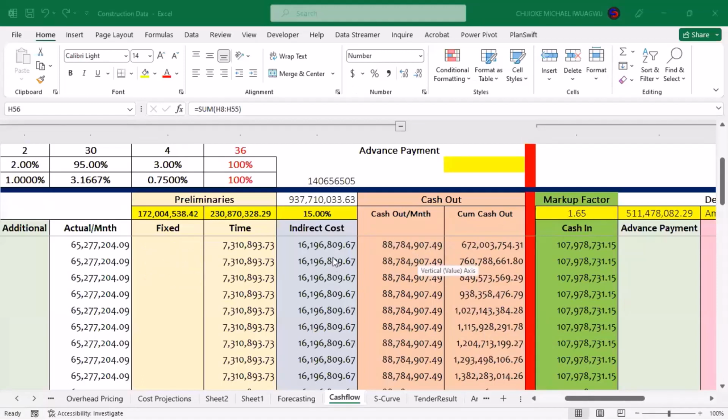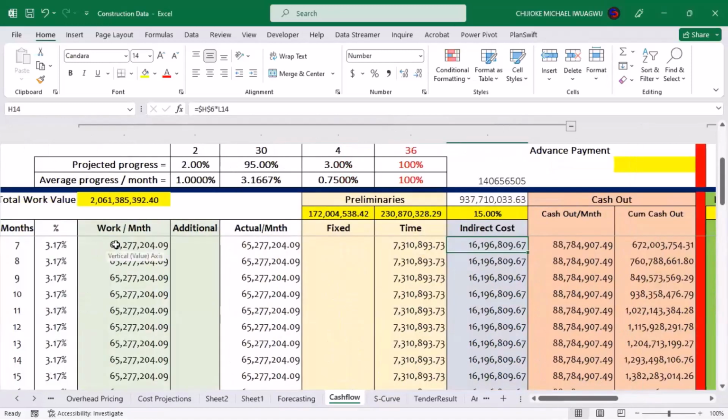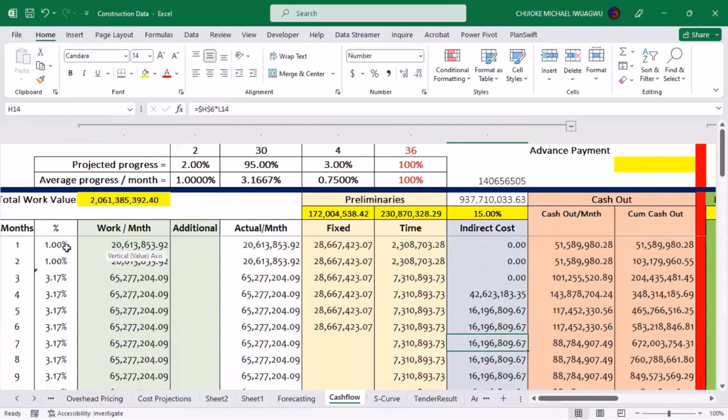Now, we have been able to do all these things. All that we have been able to establish are actually all the money that we'll be spending in the course of every month. Remember, from the beginning, we established that the work progress will always be based on these performance rates.